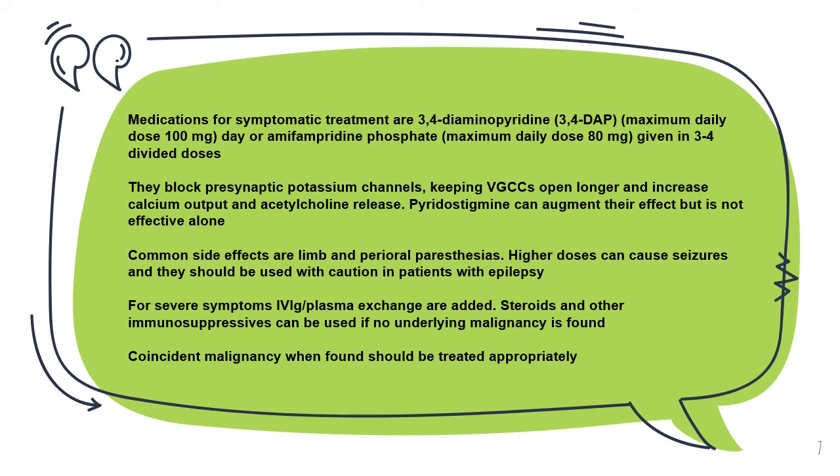For severe symptoms, IVIG or plasma exchange are added. Steroids and other immunosuppressives can be used if no underlying malignancy is found. Coincident malignancy, when found, should be treated appropriately.